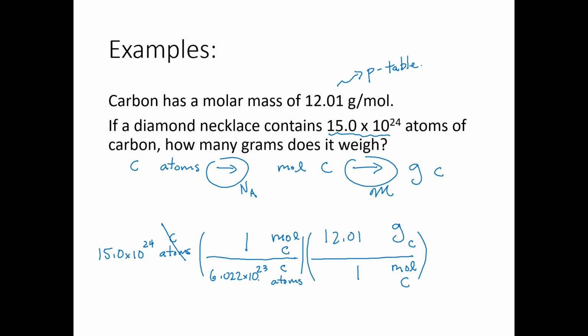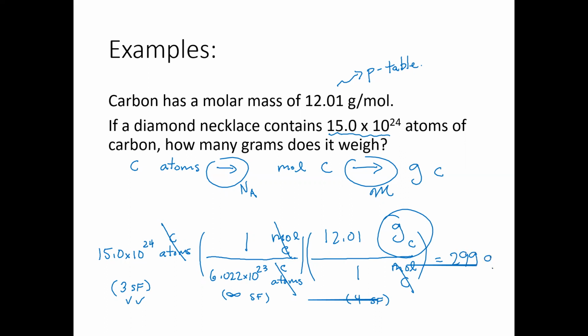We can check our units here. Carbon atoms cancel out. Moles cancel out. Grams is left behind. Punch this into the calculator. Probably 3 significant figures. 299 grams for our carbon in our necklace.